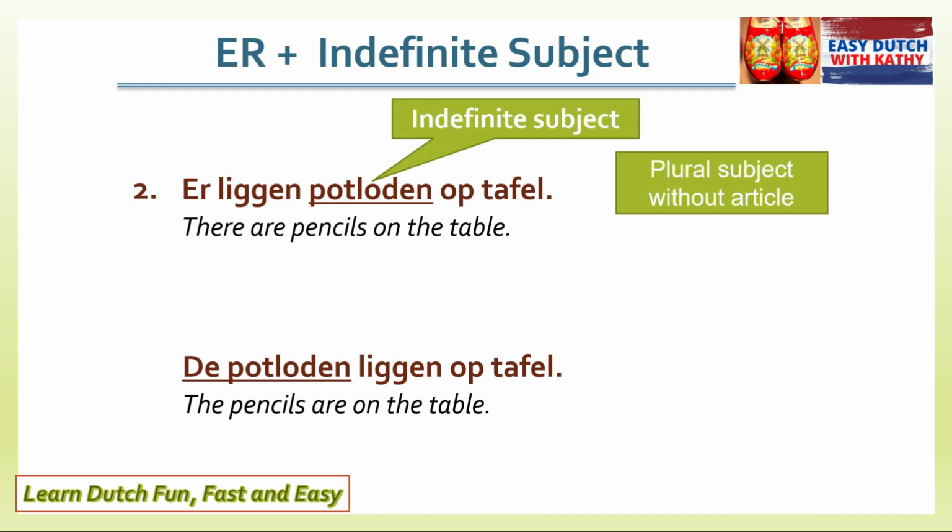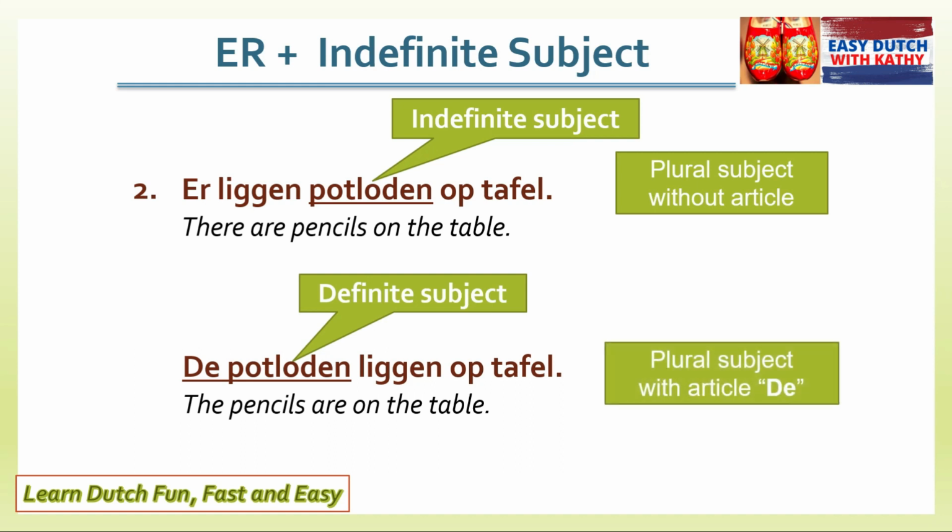And another sentence with potloden. De potloden liggen op tafel. The pencils are on the table. This sentence, de potloden, is a definite subject because it's in plural and it goes with article de.